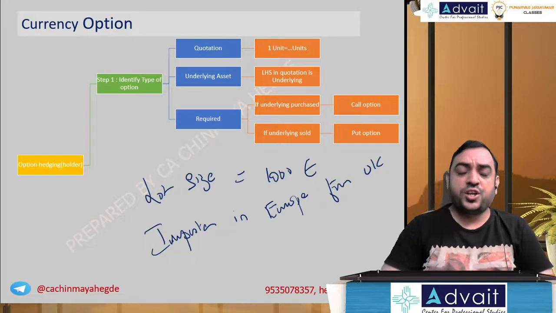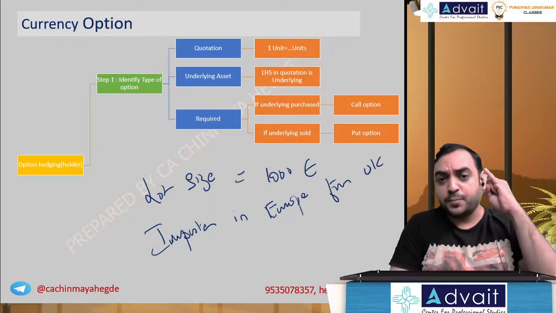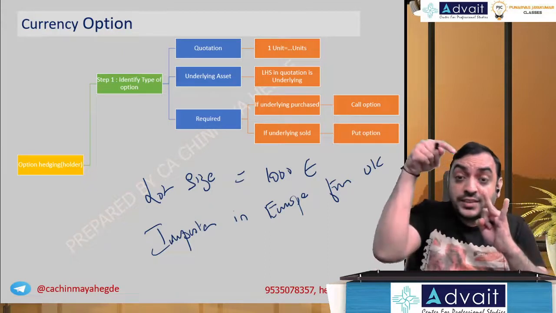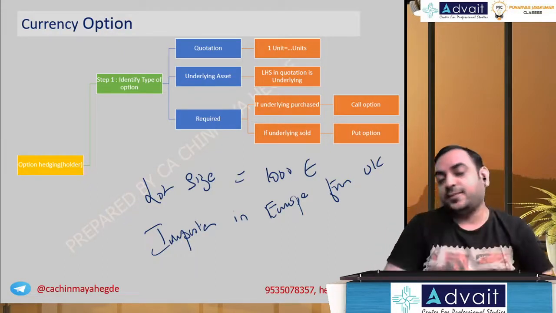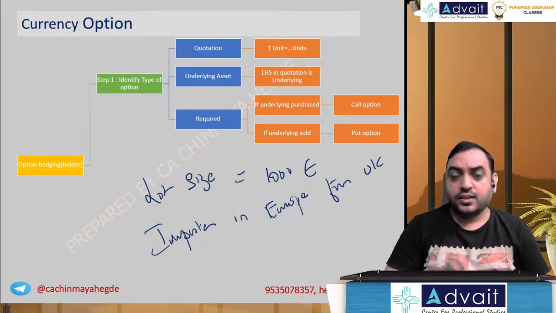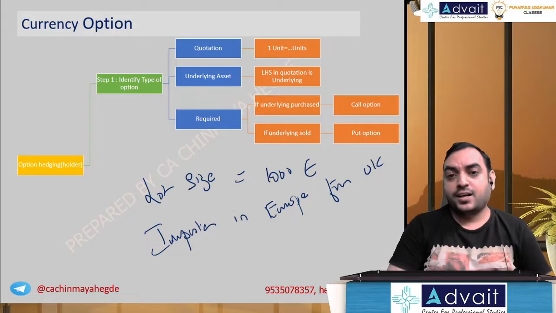Now, what option do you think is suitable? Call option or put option? First step, think about the underlying asset. Second step, thinking from that underlying asset, am I buying or selling? The same explanation I'm telling will also be applicable for futures also.